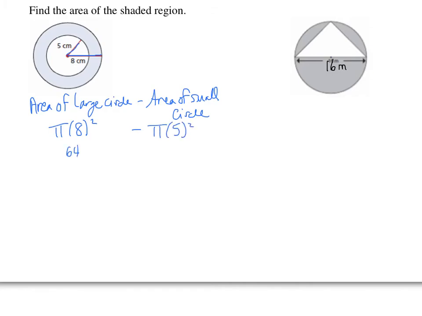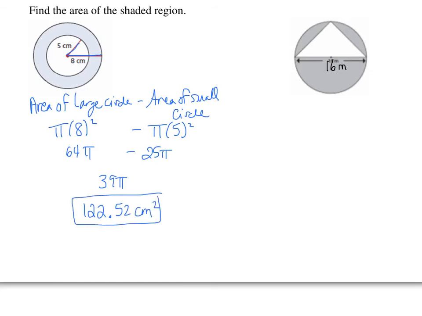So I get 64 pi minus 25 pi. And something you may not have realized is that because they're both pi, I can subtract the numbers in front of them, so the coefficients in front, and I get 39 pi. And then I can type that in the calculator, and I get 122.52, and that would be centimeters squared. So that's the part of the shaded region, the leftover part.